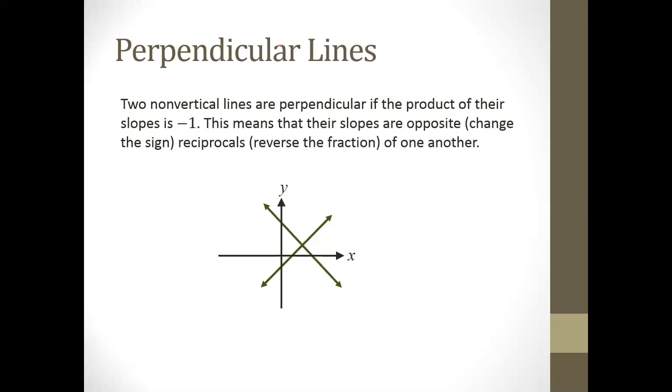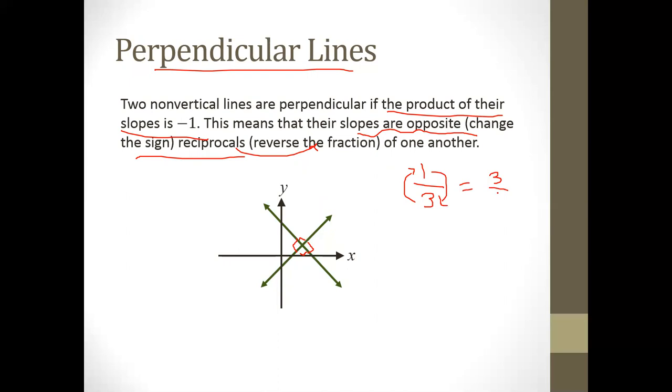Alternatively, perpendicular lines do intersect. They intersect each other to form 4 90-degree angles. And their slopes relate to each other. If you multiply them together, you'll get -1. But what we need to know for our notes is that perpendicular lines have slopes that are opposite reciprocals. Their slopes are opposite reciprocals of each other. And remember, a reciprocal is what you get when you flip a fraction. So if we have 1/3, we flip this fraction, that will be the reciprocal, which would be 3/1.